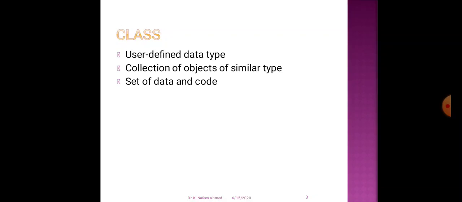And actually what this class contains is the collection of objects of similar type. In other words, we can say that it is a set of data and code. So in a program, usually we are having two things. One is called the data, otherwise called variables, data members or member variables, and another thing is what is called the code. Code is nothing but the functions or procedures we are writing in order to manipulate that data or variables.